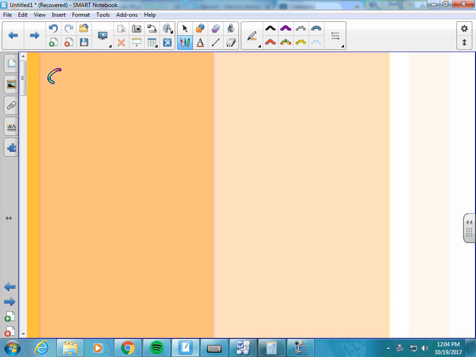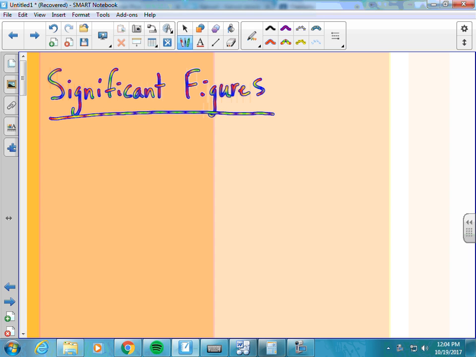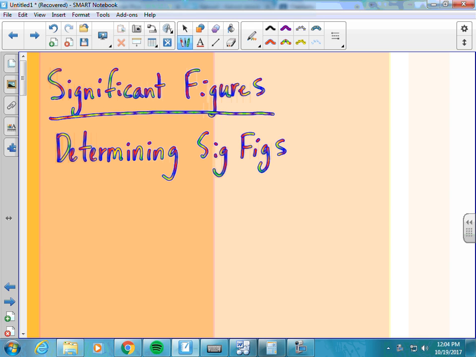All right, so we have significant figures. And the first thing we want to be able to do is just look at a number and determine how many significant figures are in that number. So determining, and you'll see me put this a lot now, sig figs. All right. So determining sig figs.